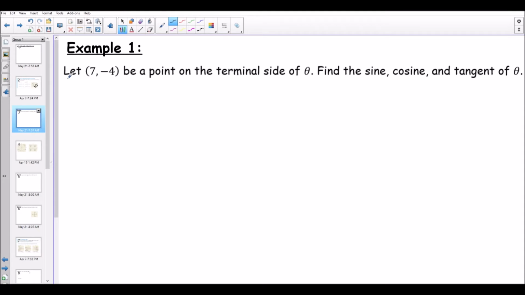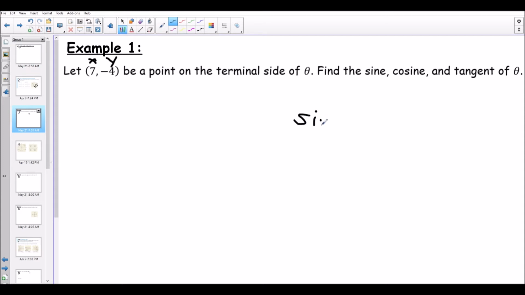Example 1. Let (7, -4) be a point on the terminal side of theta. Find the sine, cosine, and tangent of theta. So they're telling you right off the bat that this is your point that you're dealing with, your x and your y. And they want you to find the sine, cosine, and tangent of theta.